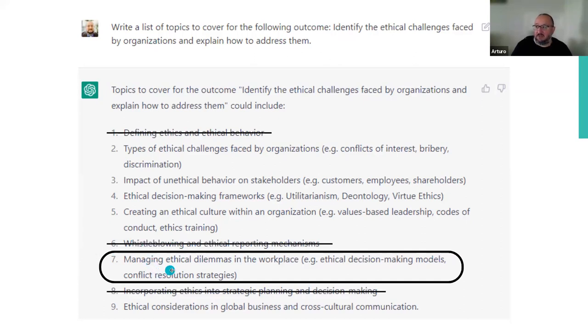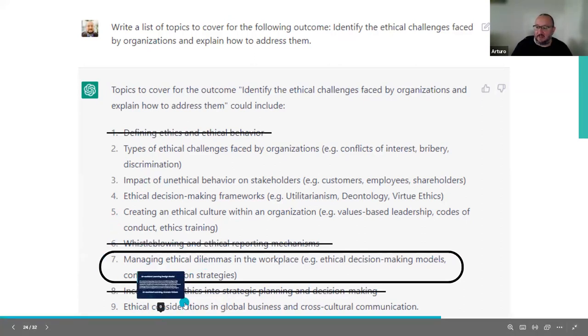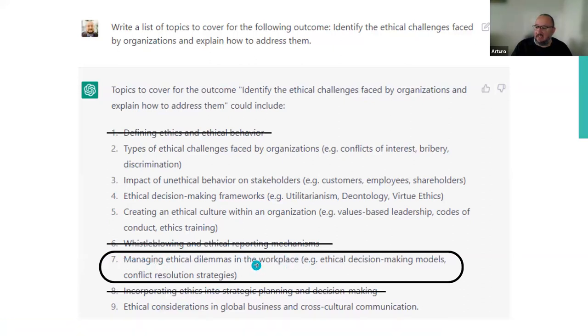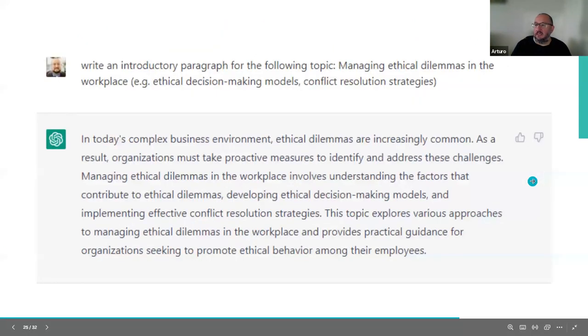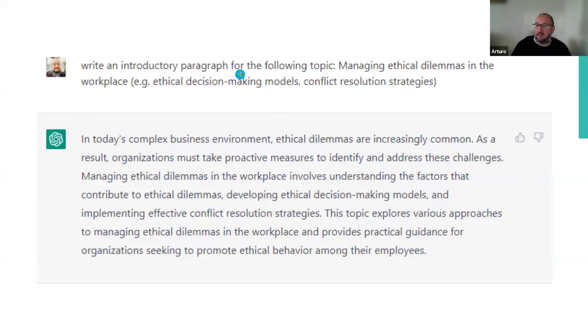But I'm much faster now because AI is helping me write through some of these challenges, right? So let's say I like this idea of managing ethical dilemmas in the workplace. I'm taking that and asking it to write me an introductory paragraph on that. It's written this introductory paragraph that I would then take, make some changes to, and add my own context to. And that potentially becomes part of the content I use for a lesson on that topic.